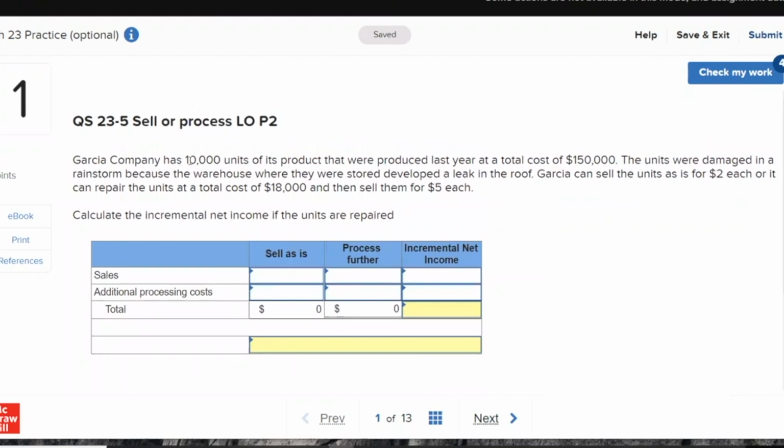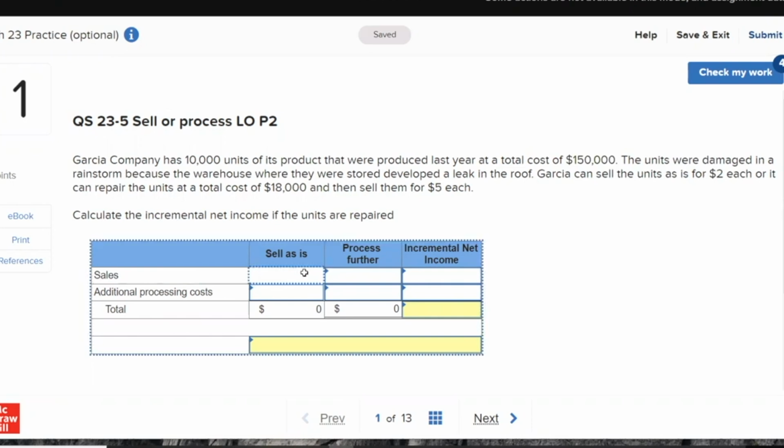Garcia Company has 10,000 units of its product that were produced last year, and the total cost was $150,000. The units were damaged in a rainstorm because the warehouse where they were stored developed a leak in the roof. Well, this is just like scrap or rework, isn't it? That's basically what sell or process further is. We can sell the units as is for $2 each, or we can repair them and sell them for $5.